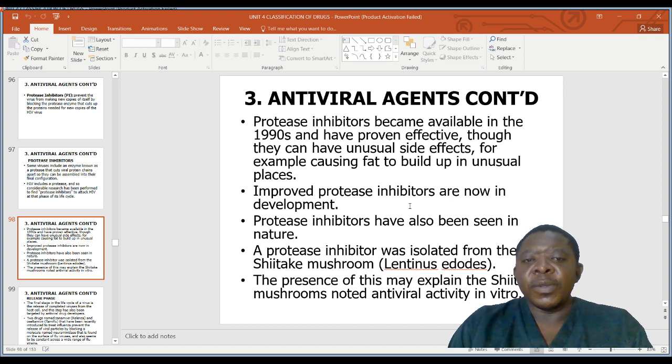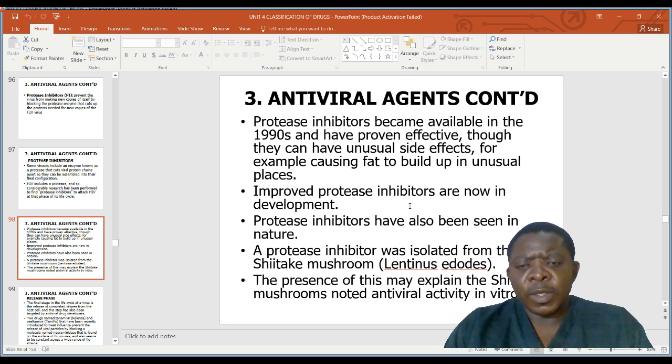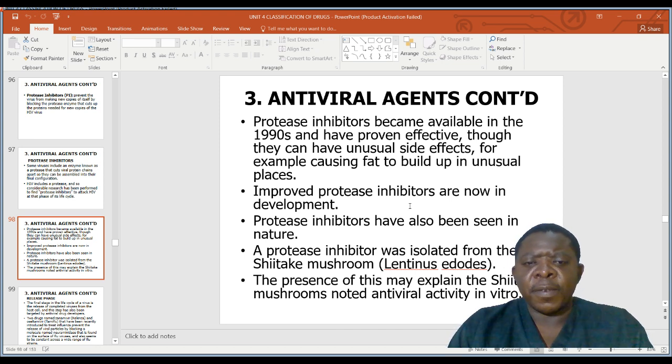It may also bring about improved protease inhibition for someone who is infected. And protease inhibitors have also been seen in nature. A protease inhibitor was isolated from the shiitake mushroom, Lentinus edodes. The presence of this may explain the shiitake mushroom's noted antiviral activity in vitro.